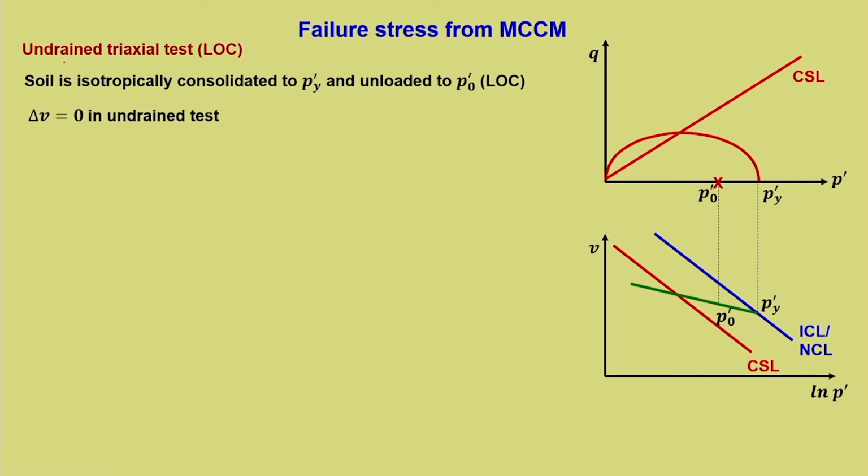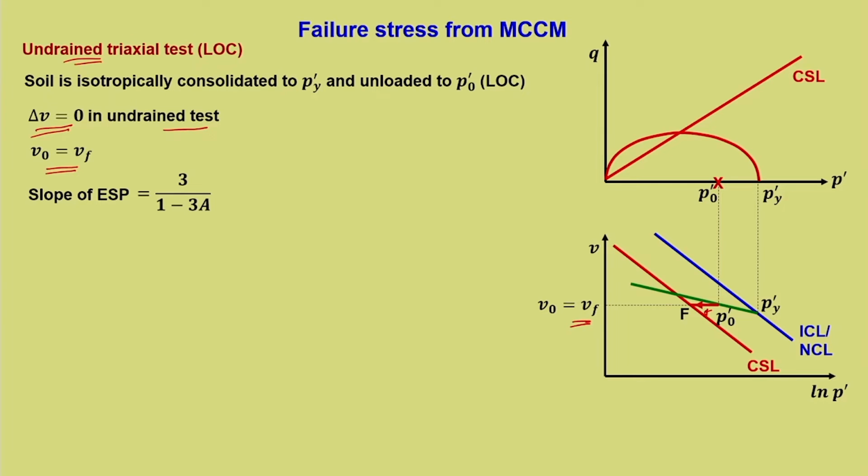Now, this is an undrained test. The very important fact is that delta V, or the specific volume, does not change in an undrained test. When this is the condition, we know that the initial specific volume and final specific volume are the same. This makes a lot of difference in our mathematical computation of failure stress. Here the failure happens when it meets the critical state line, and that F is the failure point. So V naught is equal to V F.